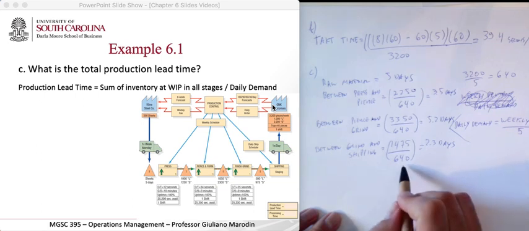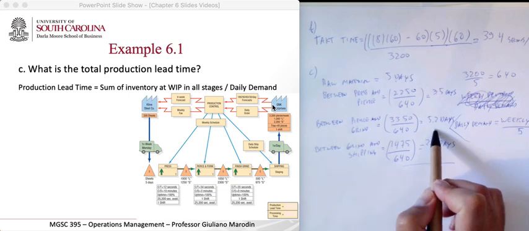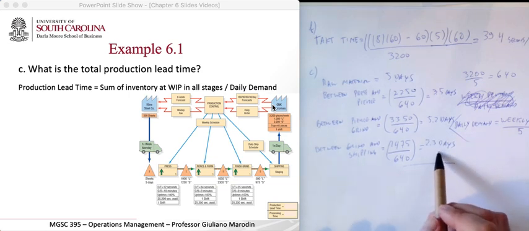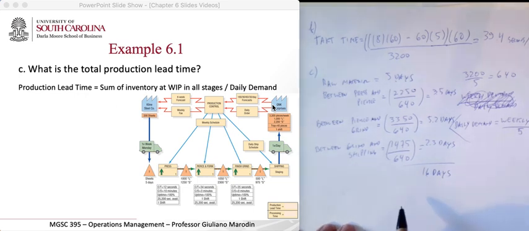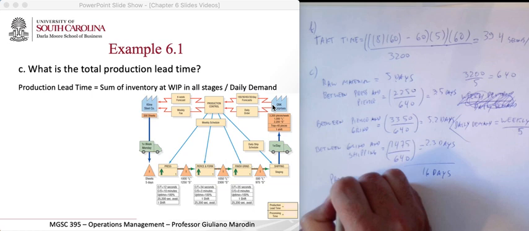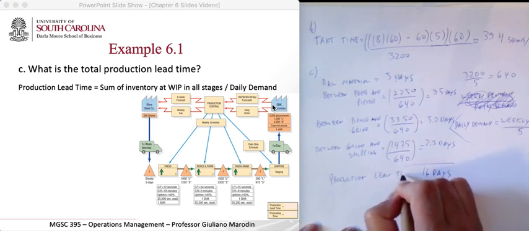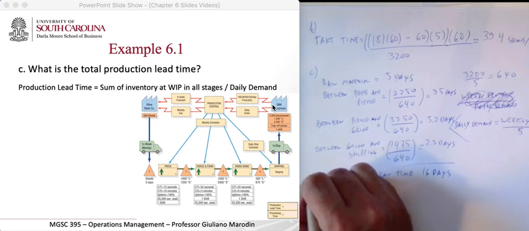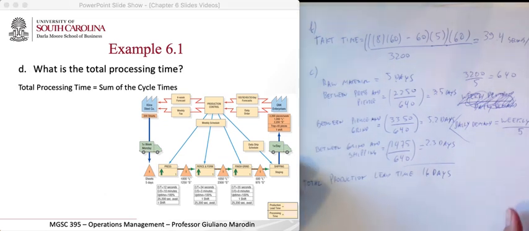And I just need to add this up: 5 plus 3.5 plus 5.2 plus 2.3 equals 16 days. That's my total production lead time. Then I can go to the next one.